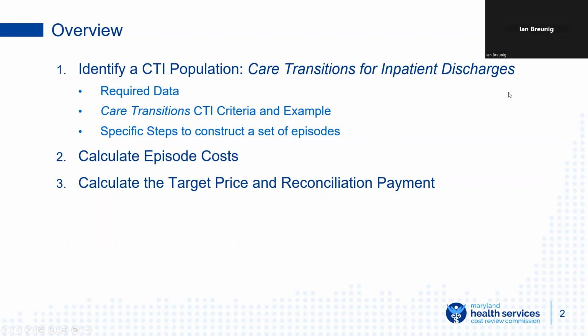So today, first we'll identify the CTI population, and we'll be focusing specifically, as an example, on the thematic area of care transitions for inpatient discharges. We'll go over the data that's required, provide an example or a hypothetical CTI, and summarize the criteria. We'll revisit the criteria that's available, which you might all be familiar with, as well as the specific steps we took. And then we'll do the same for episode costs and walk through how to calculate the target price and reconciliation payment.